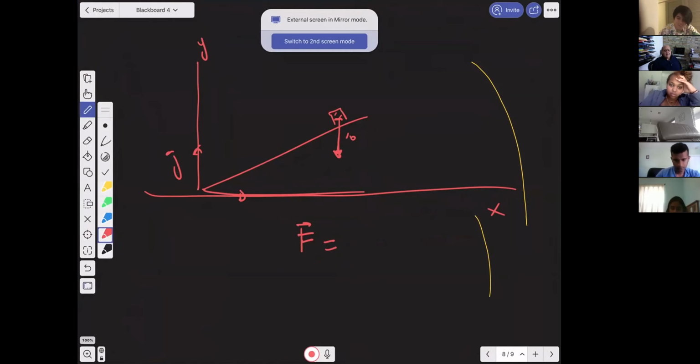Well, this force has a magnitude, 10, and has a direction. Which one? Minus j. So which one is the vector? F. The vector F will be a vector that has magnitude 10 and is in the minus j direction. Is that correct?